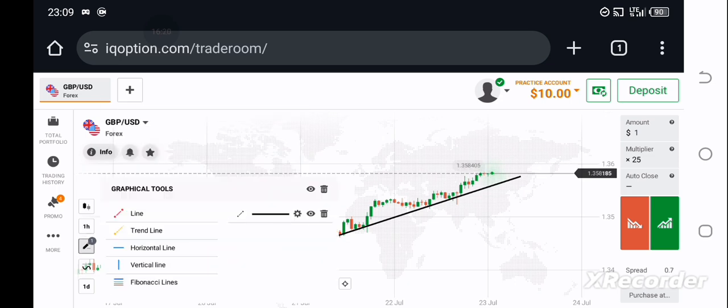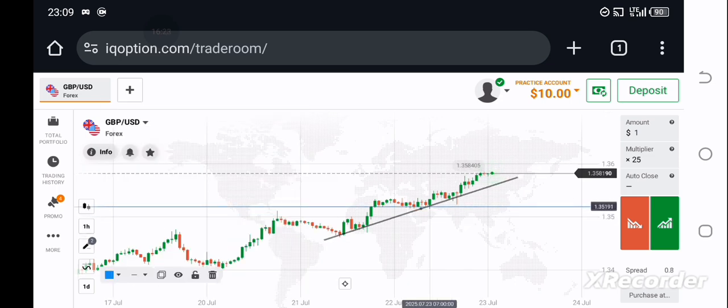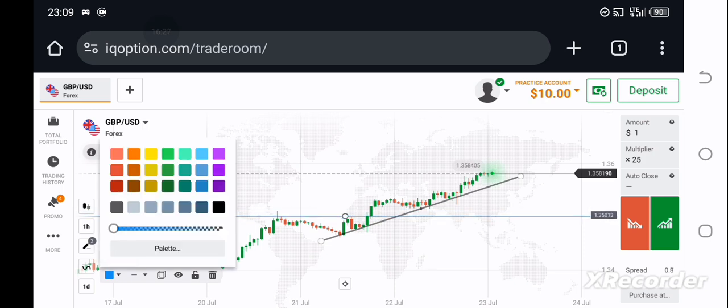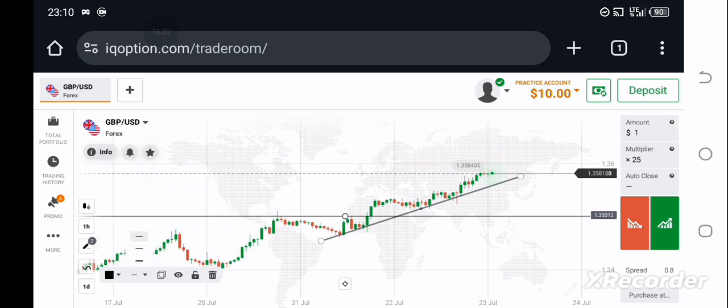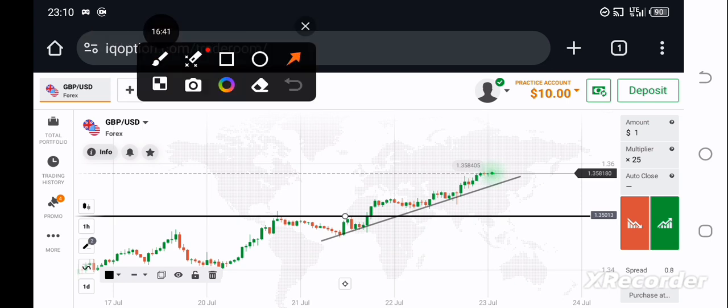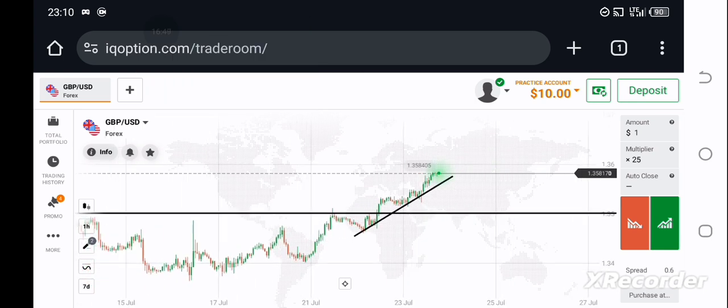Like here now, you can see there is a resistance level there. You can see there is a resistance, and then there is a breakout also. You can see a breakout. So in this situation, you can continue to push the market upward. You can continue to buy, go with the buyers.